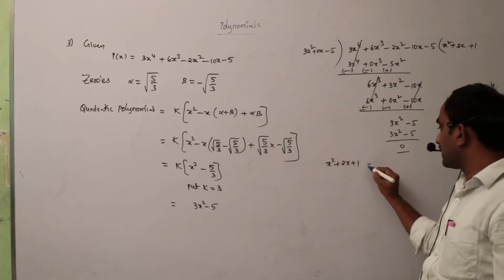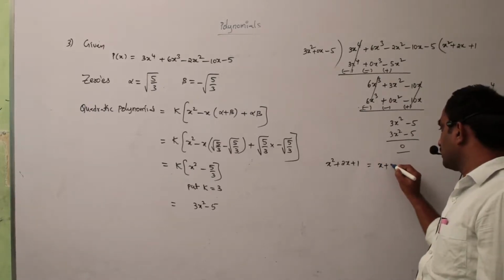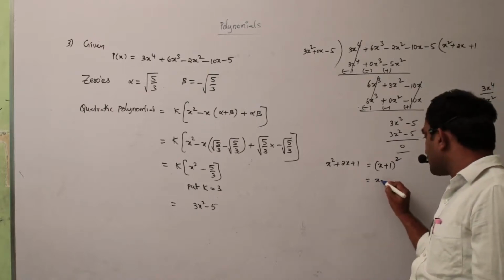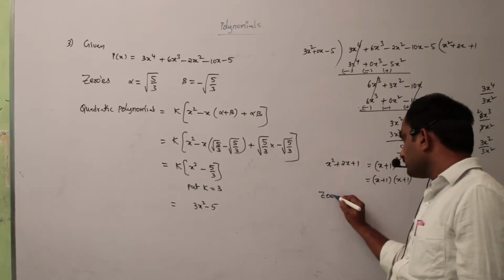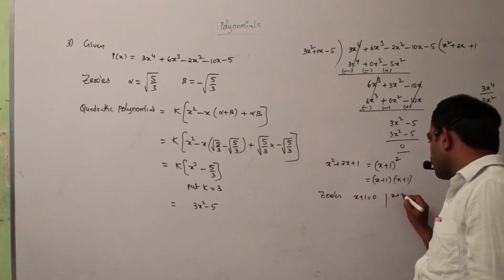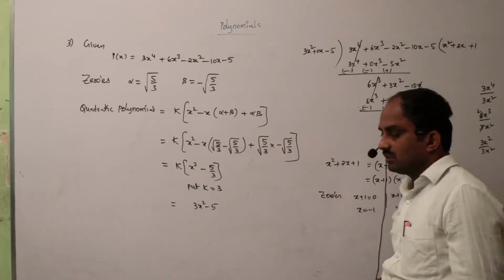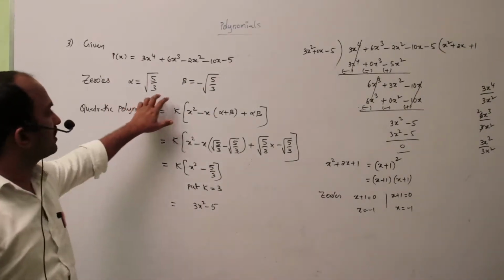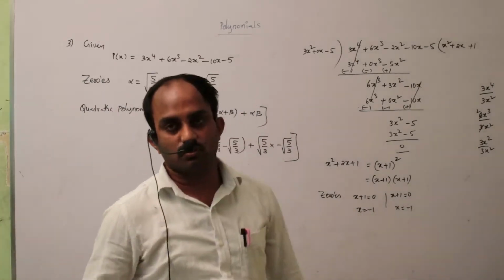Now this one, split into factors. X square plus 2x plus 1 is nothing but a plus b whole square, that's why we are getting x plus 1 whole square. So that is nothing but x plus 1 into x plus 1. We want zeros. So x plus 1 is equal to 0, x is equal to minus 1, x is equal to minus 1. And totally it has 4 zeros. Those 4 zeros are: one is root 5 by 3, second one is minus root 5 by 3, third one minus 1, fourth one minus 1.